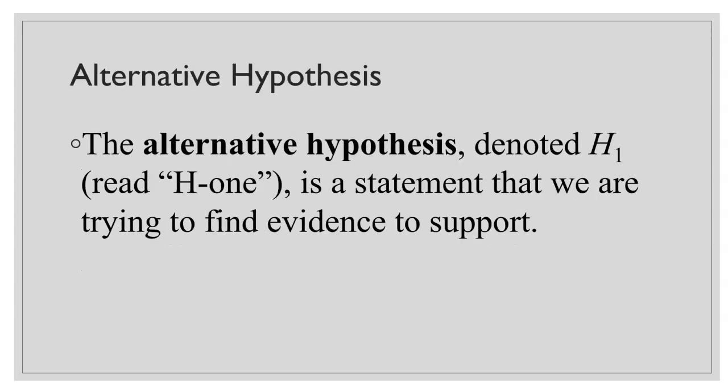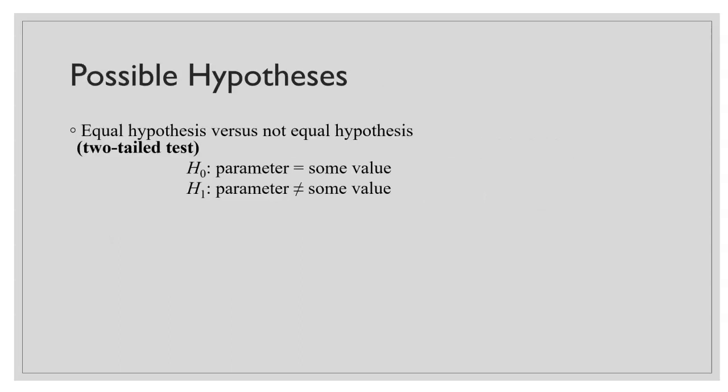Now, the other hypothesis is the alternative hypothesis, which we use a subscript of 1 on the H to denote. So this reads H1, and this is a statement that we are trying to find evidence to support, all right? So it's different than the null hypothesis in some way, and we're going to look at the different ways it could be different. All right, so these are your possible hypotheses.